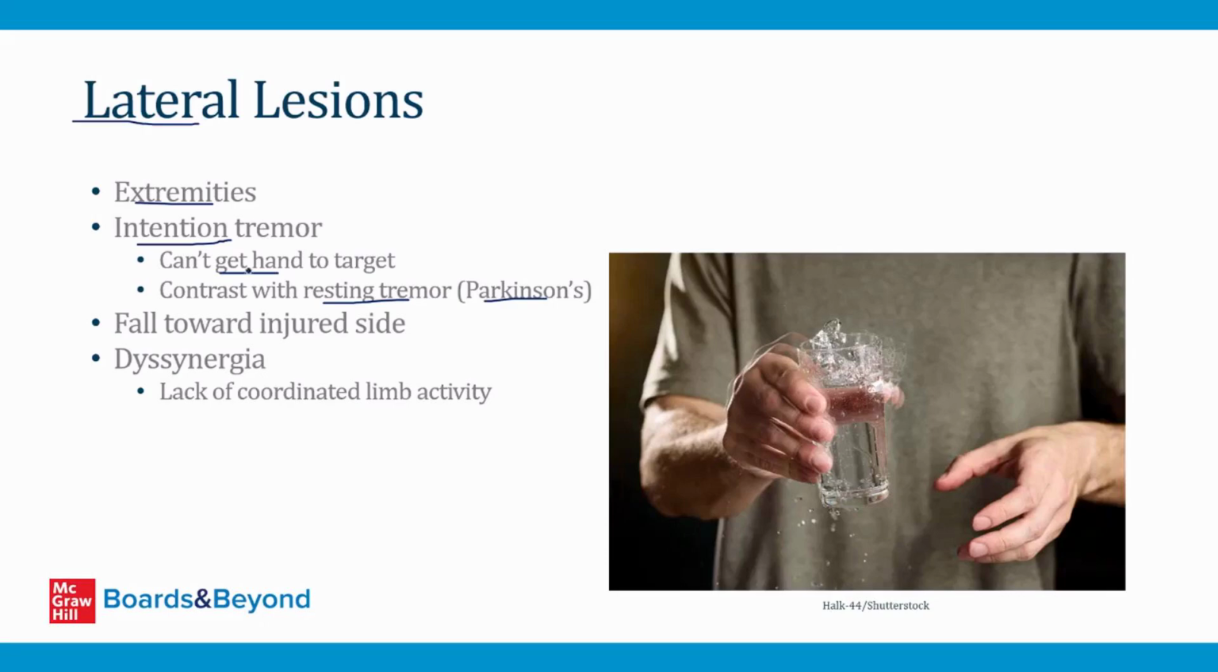That's an intention tremor. In lateral cerebellar lesions, you can also see falls toward the injured side. That's because of discoordination of the leg. They can't get their foot to land properly on the floor, and therefore they fall to the injured side. And then finally, in lateral cerebellar lesions, you can see dyssynergia. This is a general term for a lack of coordinated limb activity, so let's talk about this now.